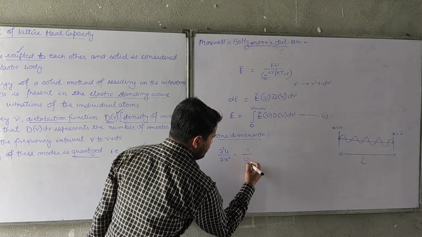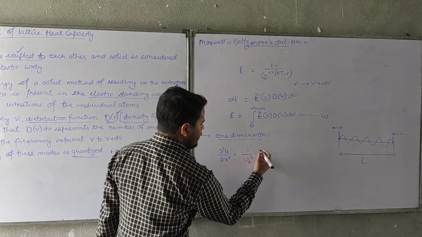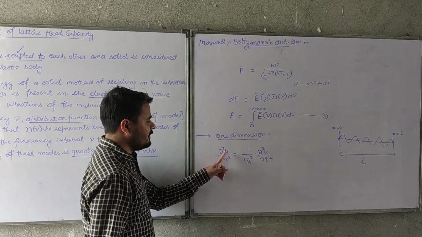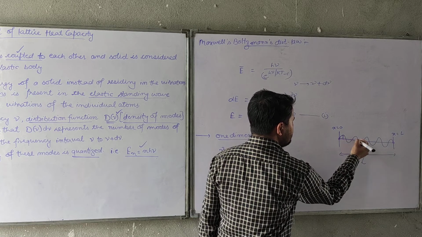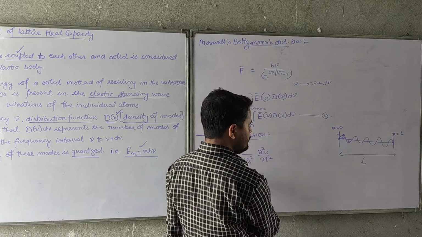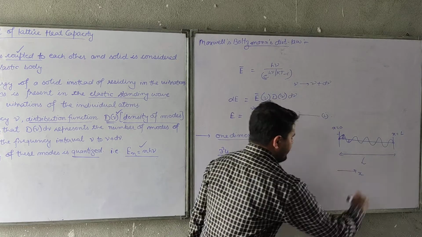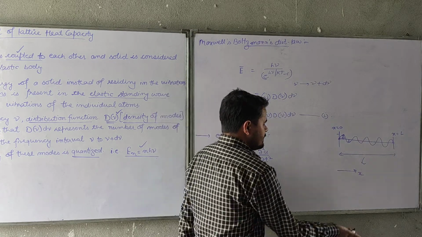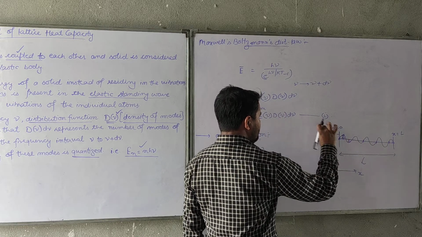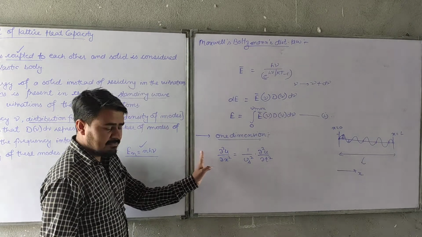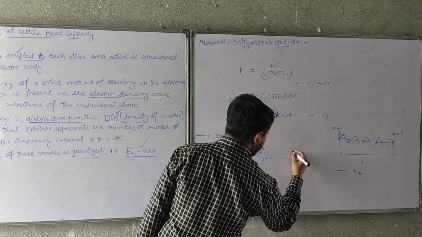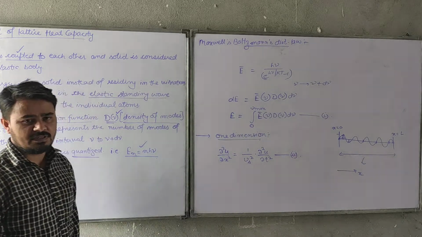equals 1 upon v_x squared into del squared u by del t squared, where u is the displacement taken by the string, x is the position along the x-axis, and t is the time, that means at a particular instant of time, what is the value of the displacement u, which is a double differential equation. Let us suppose this equation is number 2.